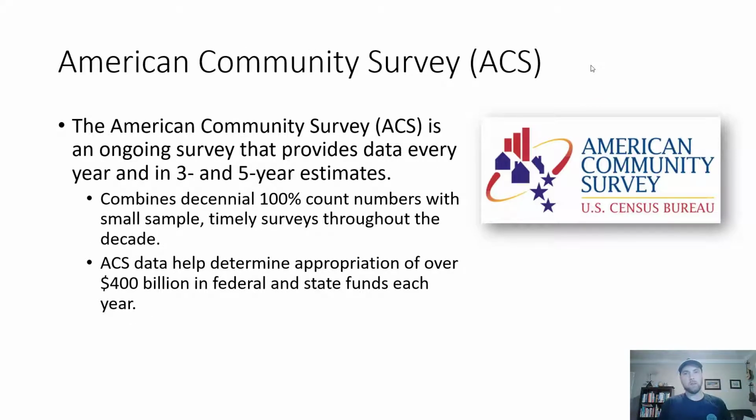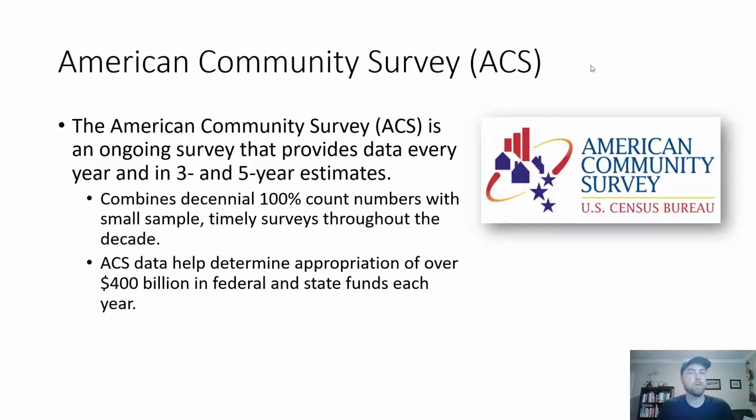So I've been talking only about the decennial census up to this point. There's also something known as the American Community Survey, or the ACS. The American Community Survey is an ongoing survey that provides data every year and in 3- and 5-year estimates. Essentially, it combines the decennial 100% count numbers with a small sample, specifically a sample of about 1 in 6 individuals, which creates timely information updated yearly or every 3 years or every 5 years.